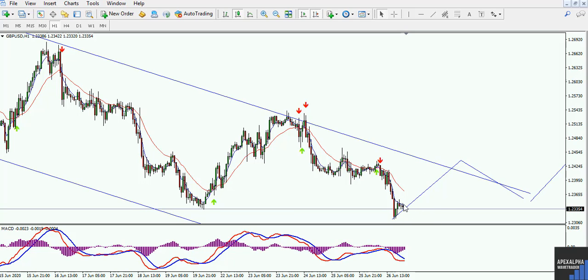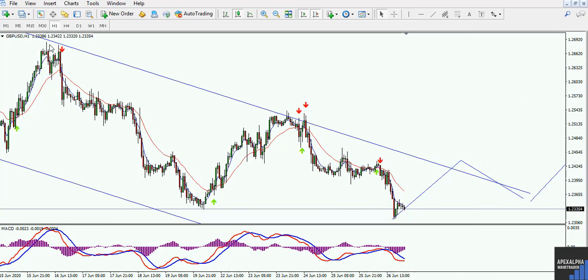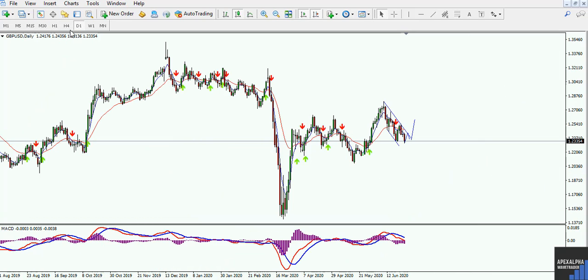It could be a flat, it could be a zigzag pattern, but wait for a correction here, possibly wait for this trend line to be broken, and then you can take your trade to the upside for the GBP USD. I hope that you guys understood that.